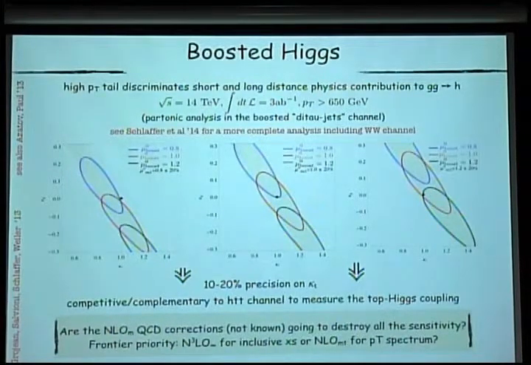And the information here is that, using this new observable, you get an individual, separate measurement of the top Yukawa coupling with a precision of the order of 10 to 20%, so something comparable to the ttH cross-section.